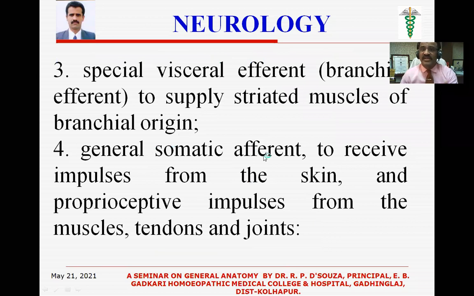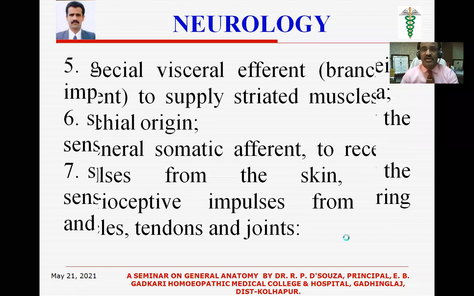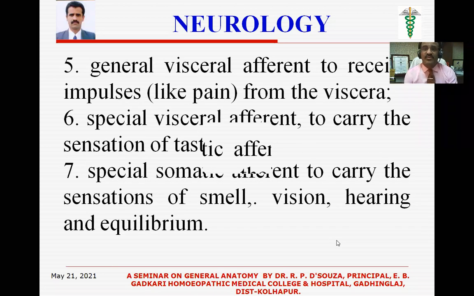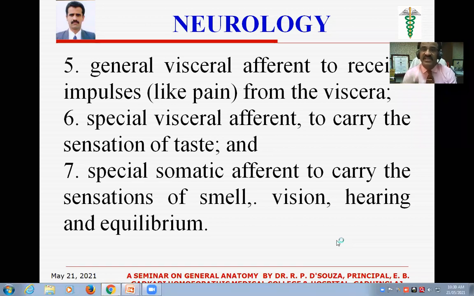Now, general somatic afferent is to receive impulses from the skin and proprioceptive impulses from the muscles, tendons, and joints. And general visceral afferent is to receive impulses from the viscera, like pain. And special visceral afferent is to carry the sensation of taste. And special somatic afferent is to carry the sensation of smell, vision, hearing, and equilibrium.